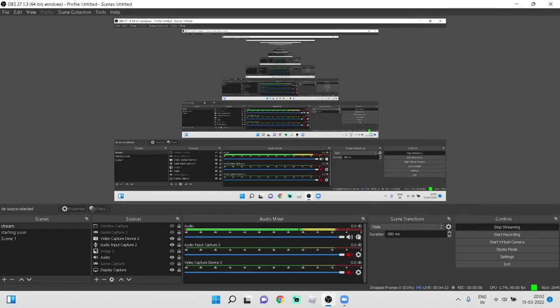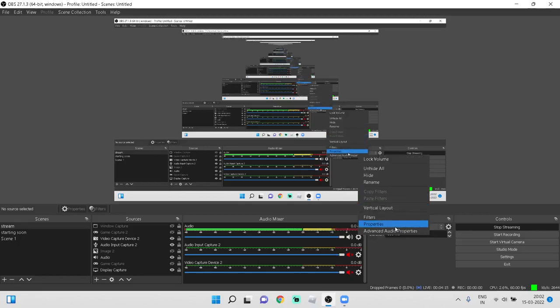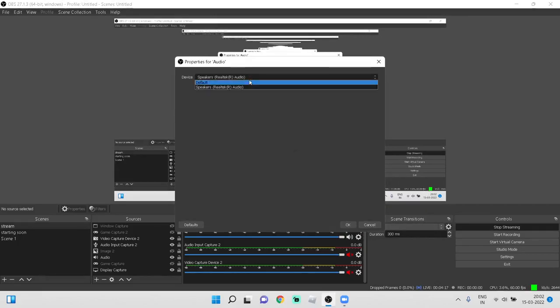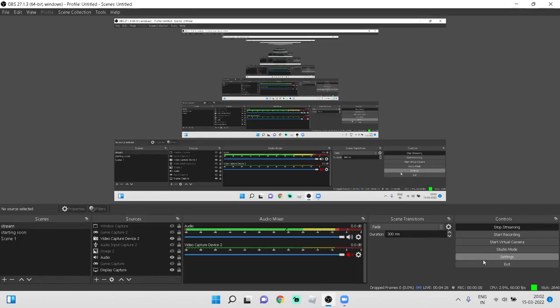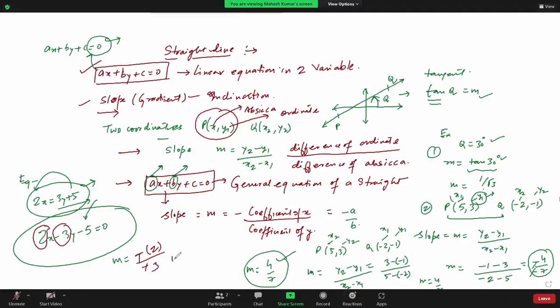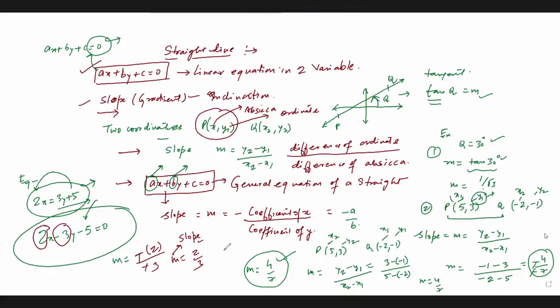So now my slope will be m equals minus coefficient of x divided by coefficient of y. What is the coefficient of x? It is 2. And what is the coefficient of y? It is -3. So minus 2 divided by -3, so my m will be 2 by 3. m is a short form of slope. So these are the three ways in which we can calculate the slope of a straight line.